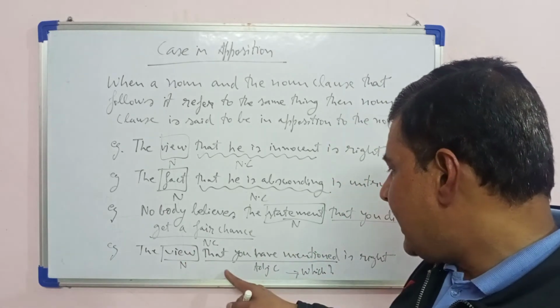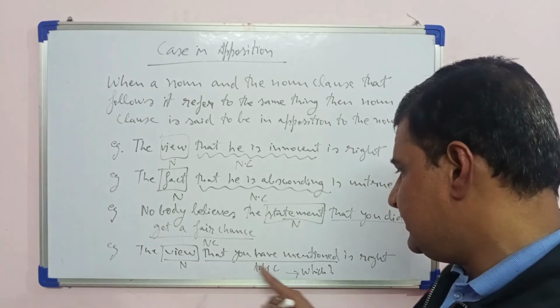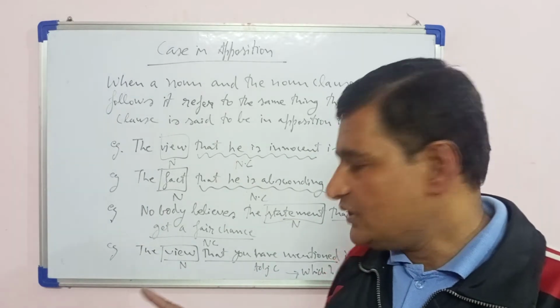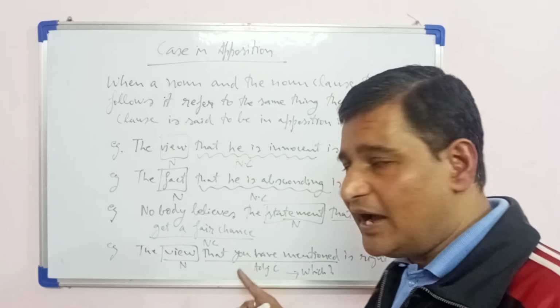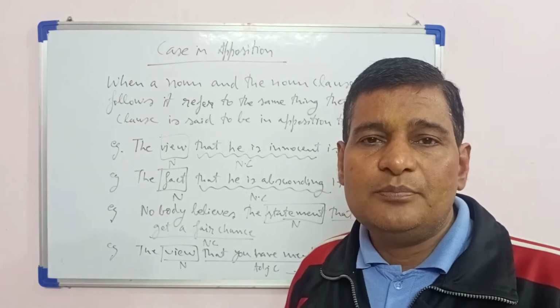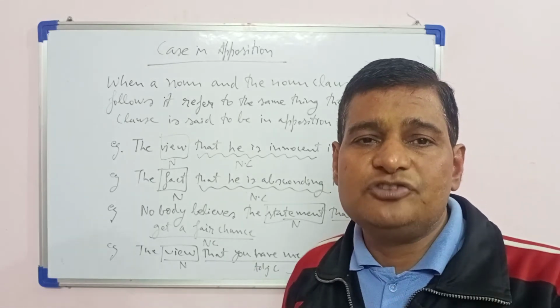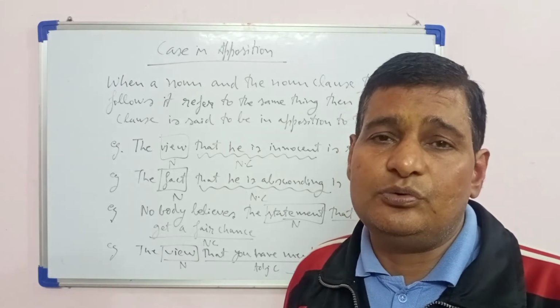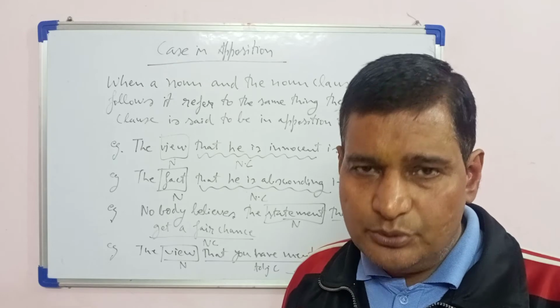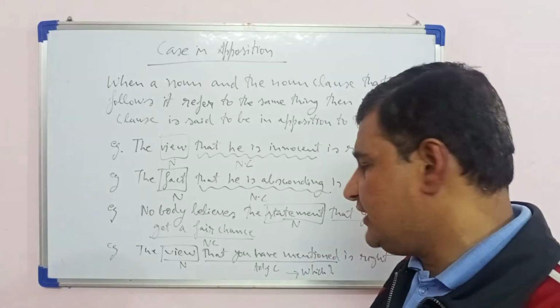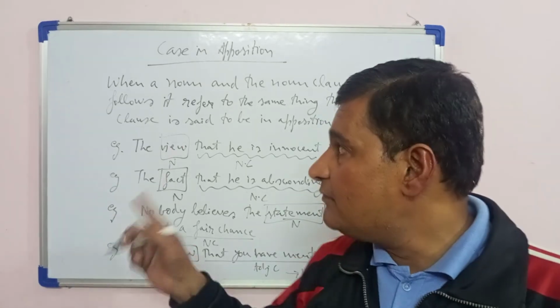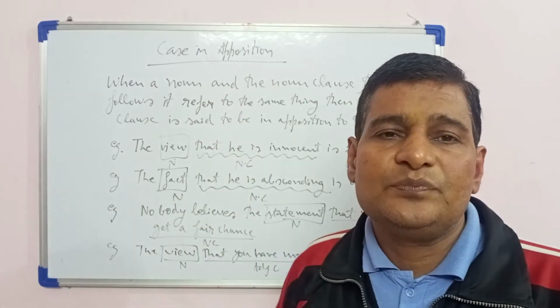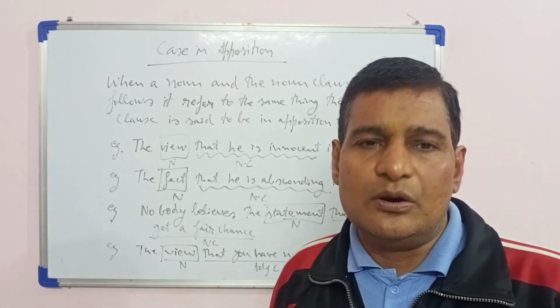The view that you have mentioned is right. That you have mentioned, this is an adjective clause. Why is it an adjective clause? Because it tells which view. It answers the question, which view is being referred to here. That's why it is the adjective clause. So I hope you have understood the case of apposition of a noun clause with its noun.